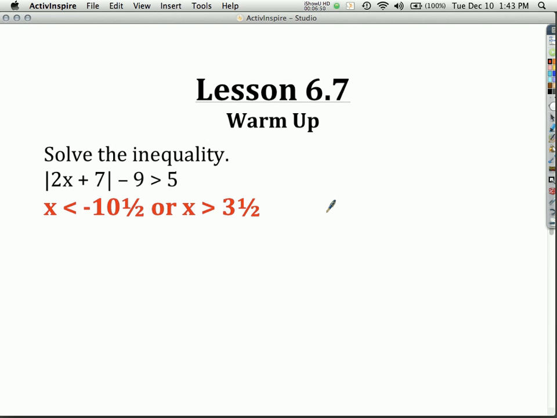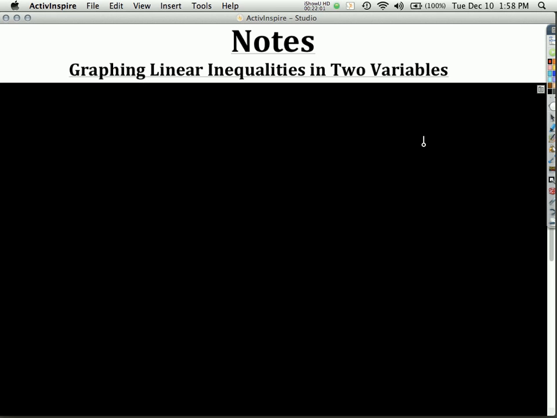Any other comments, questions? Okay, put the warm-up to the side. We'll come back to it. Today we're going to be introduced to the idea of graphing a linear inequality. Now we've actually been doing that this entire chapter, but now we're going to be graphing inequalities in 2 variables.